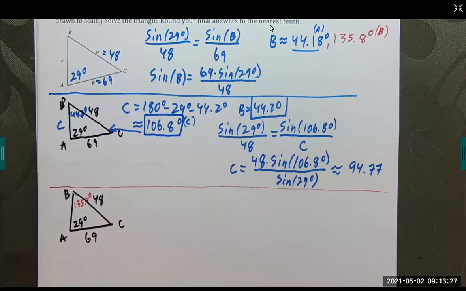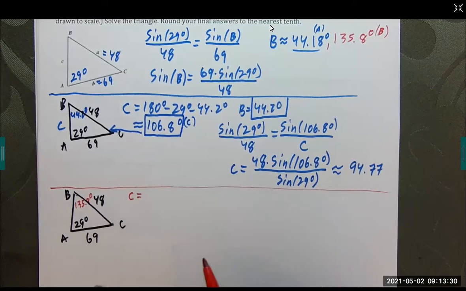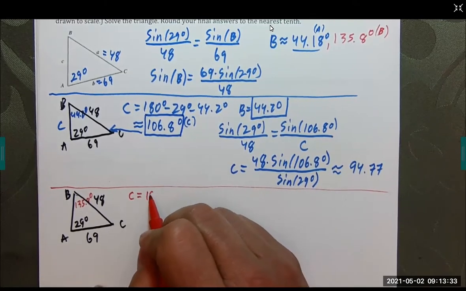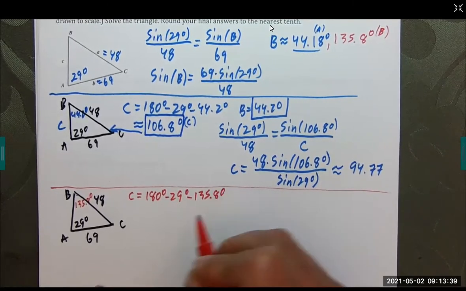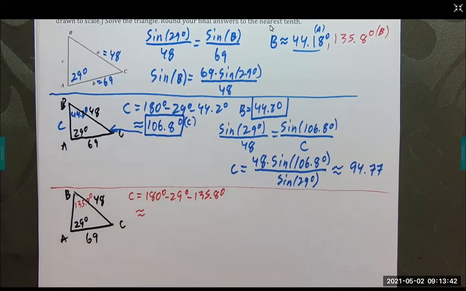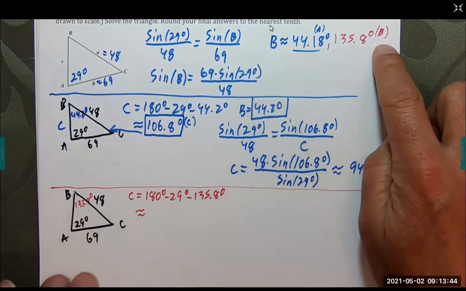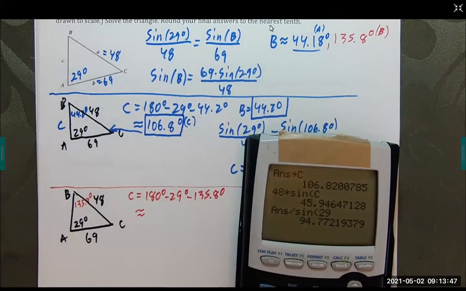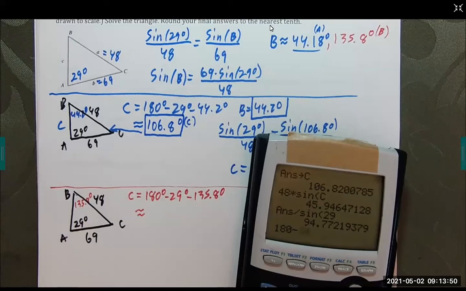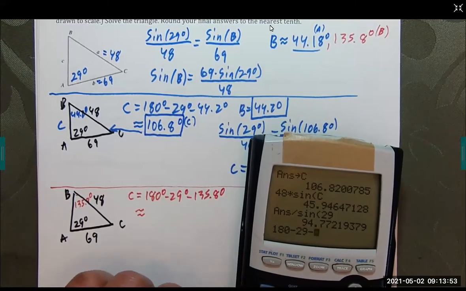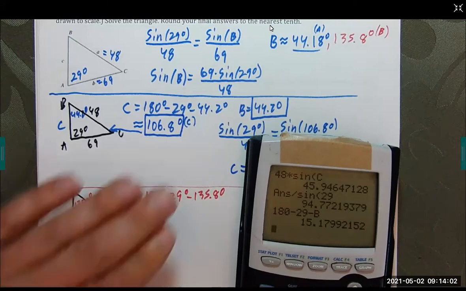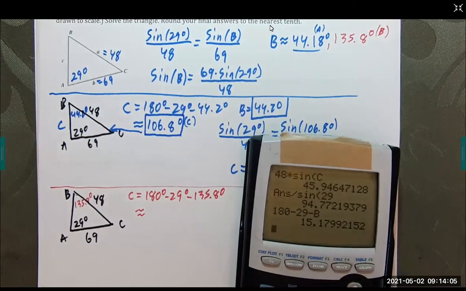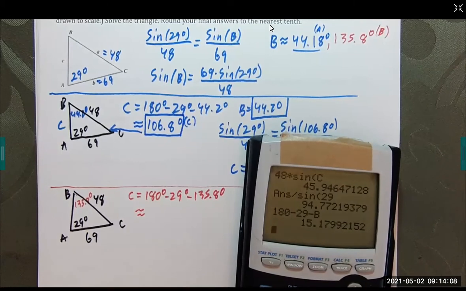Well, that's going to give us an angle C of 180 degrees minus 29 degrees minus 135.8 degrees. And of course, for this, I'm going to use my memory B. So 180 minus 29 minus memory B. Now, had that been a negative number, we would say there's no ambiguous case, there's not a second triangle. So we would just be done with the blue. However, because we did get a positive angle here, we now have an ambiguous case. I'm going to store that as D.